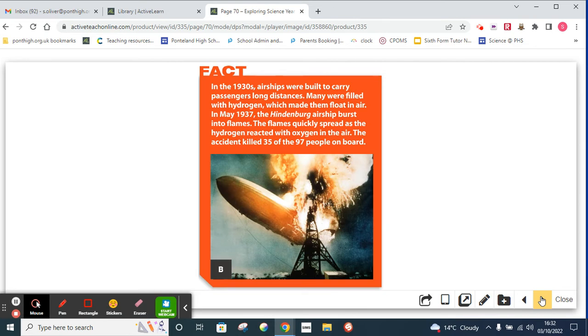Now, hydrogen isn't all that great. I mean, in 1937 here, a huge balloon called an airship burst into flames, killing 35 of the 97 people on board because hydrogen is very, very explosive. But for that matter, so is petrol.